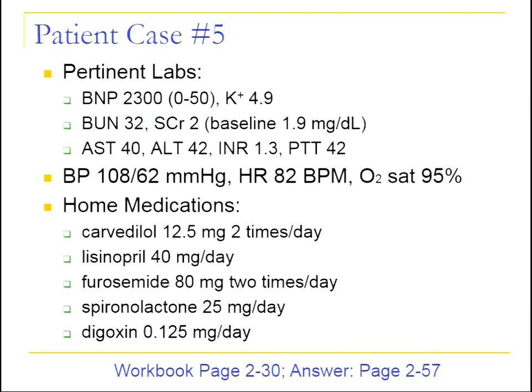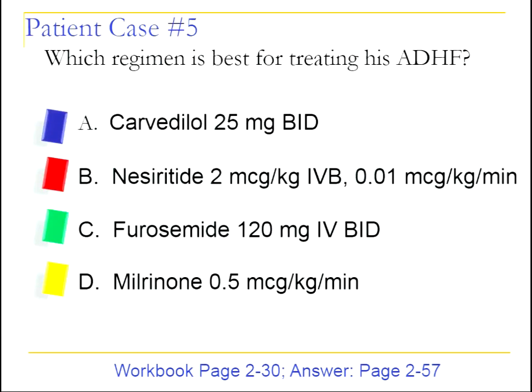service every day. His pertinent labs, you do have a high BMP. You've got a serum creatinine of 2, but his baseline's 1.9, so that's not impressive at this point. You have a blood pressure that is manageable. We can work with a systolic of 108. You note that his O2 sats are 95%, so he's not in dire distress, if you will. And his home meds, you look and he's on an ACE inhibitor, a beta blocker, spironolactone, DIG, which would all be appropriate for the chronic management of heart failure.